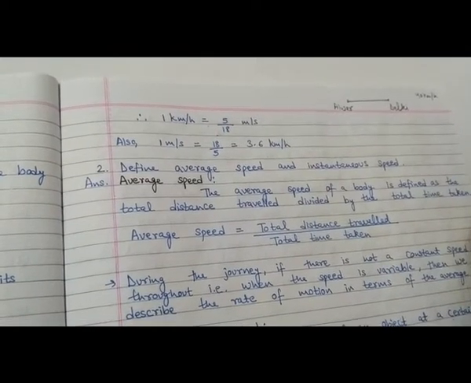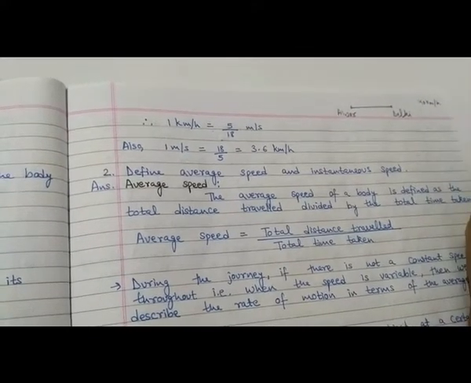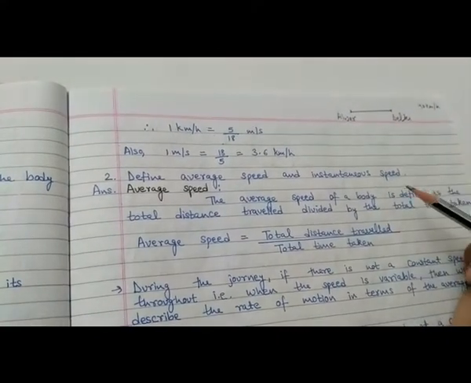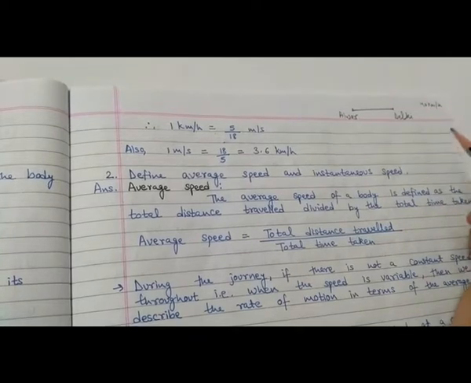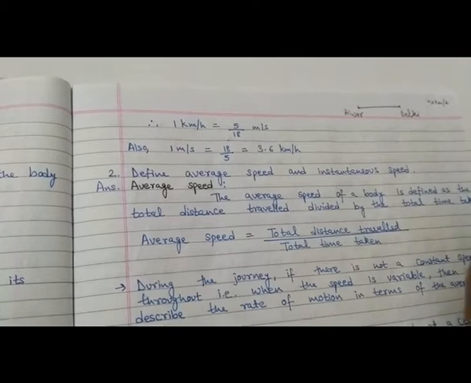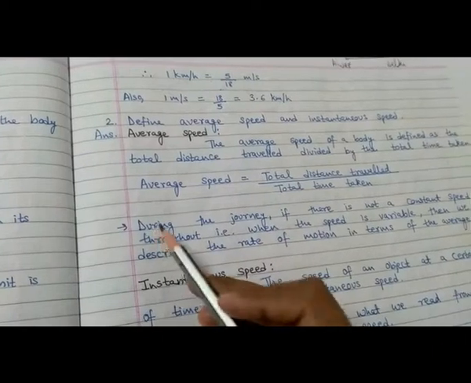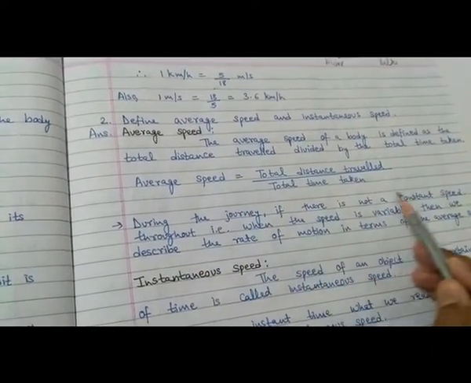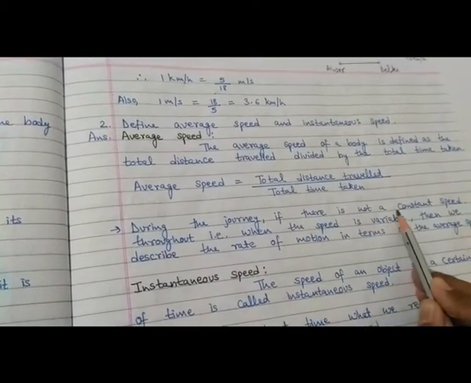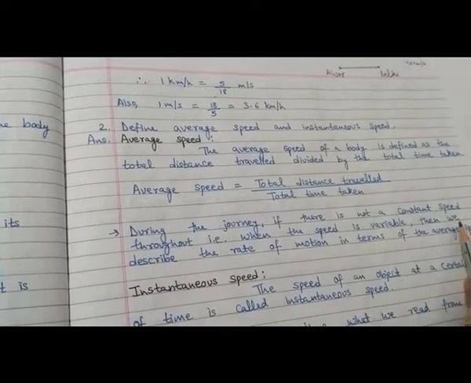There can be traffic also, right? So in the traffic, you need to adjust your speed, right? So wherever there is a situation to change the speed, where the speed cannot be fixed to a certain value, then the speed will be variable, right? It will not be constant. So during the journey, if there is not a constant speed throughout, that is when the speed is variable, then we describe the rate of motion in terms of average speed.